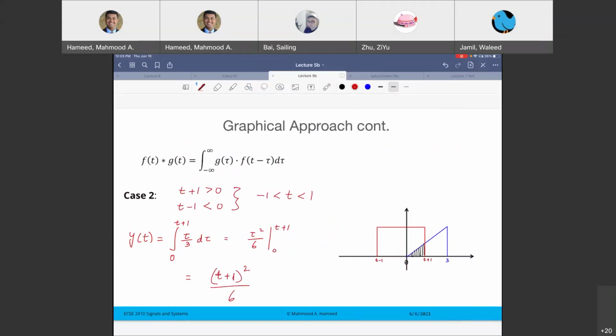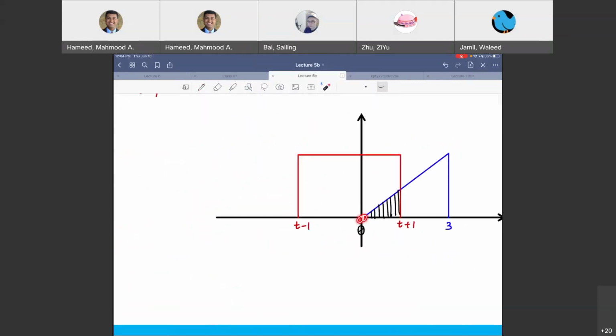That is going to be the function y of t between what and what? Between -1 and 1. Questions here? You see how we have computed the lower limit of integration, upper limit of integration, and it was what? Multiplication of the two. This guy was 1, this guy was tau over 3. Multiply the 2, you get tau over 3.